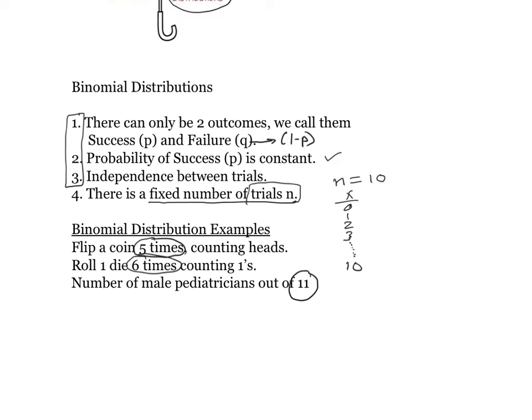We're going to know exactly how many times we're going to do whatever it is that we're doing. And we're just going to be counting how many successes we get out of those trials. That's different from the geometric, because in the geometric, we weren't given a specific number of trials. We were just waiting for that first success to occur.